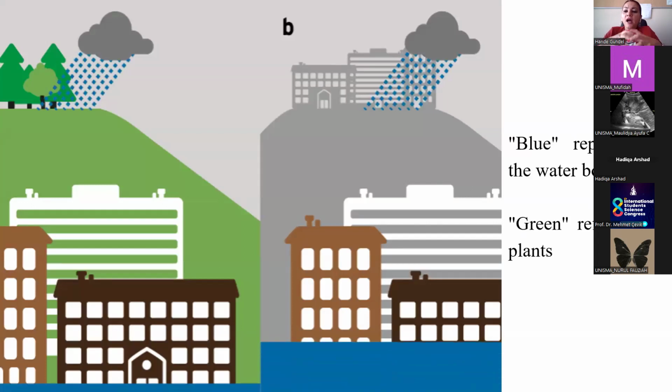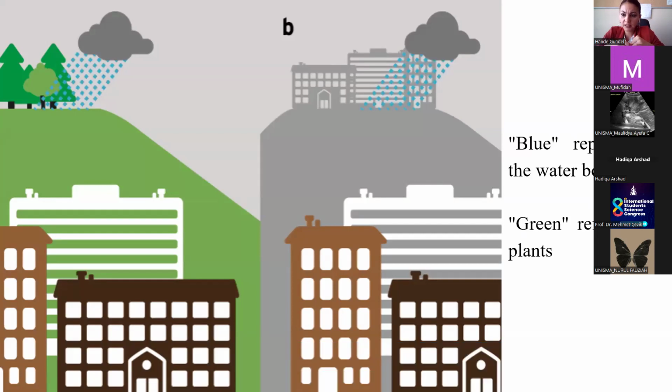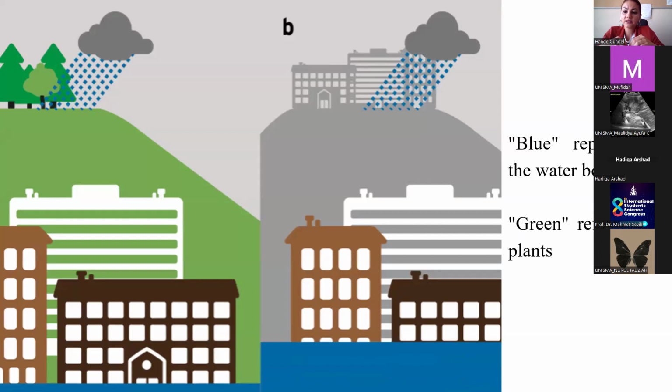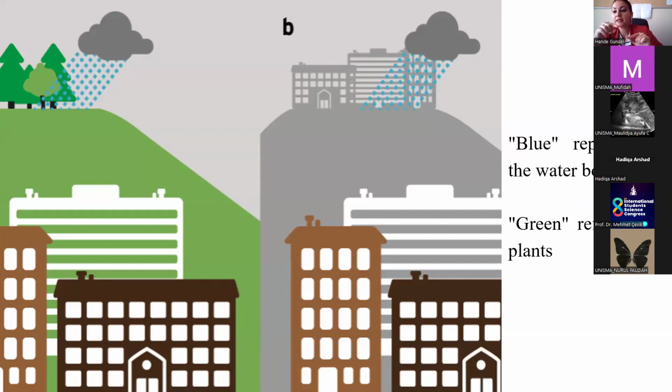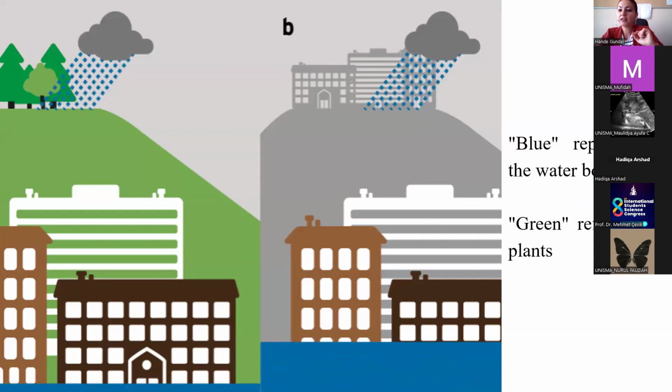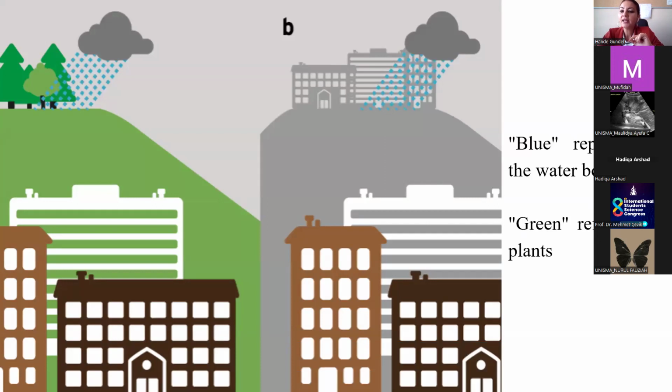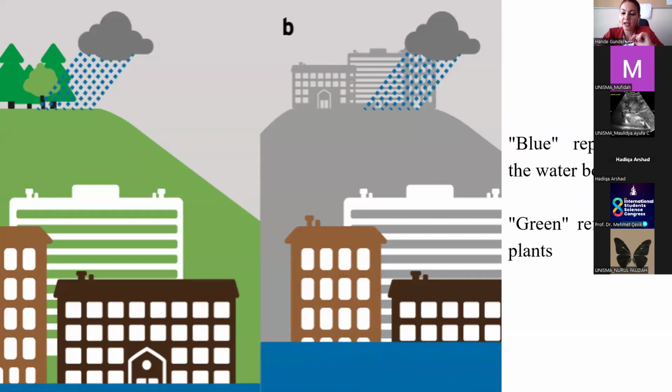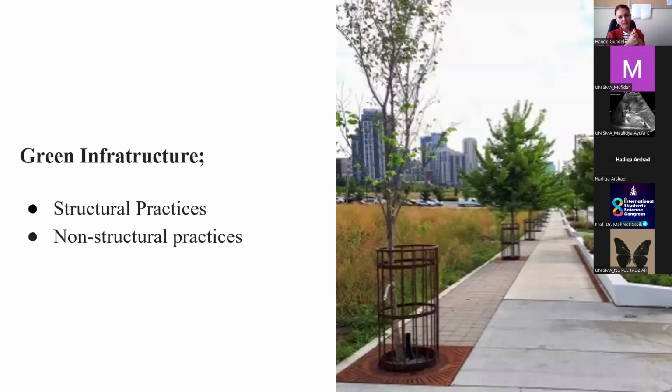Stormwater drainage and sewers are part of the essential infrastructure of a modern city. Blue and green drainage infrastructure, with blue representing the water body and the green referring to the plants, is a form of development aiming at improvement of sustainability and resilience. Green infrastructure can be grouped into two main categories. First of all, structural, and the second one, non-structural practices.